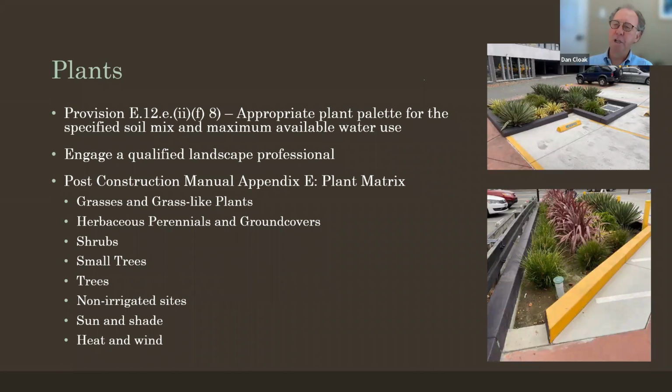Here's our subprovision E12 E2F 8, a requirement for an appropriate plant palette for the specified soil mix and maximum available water use. That last phrase is an odd way of putting it, but if you read it closely, it means, okay, don't plant anything that you don't have the water available for, is what I think it means. It comes off a little odd. And so that's a requirement. So it needs a plant palette. Plants are required.